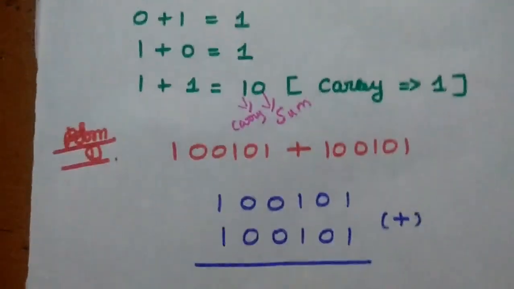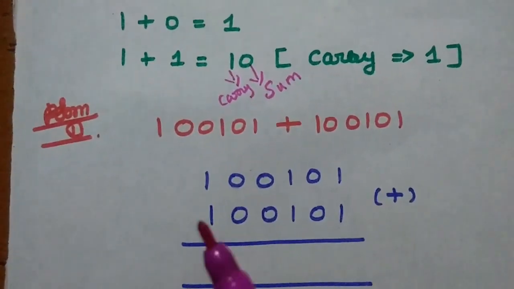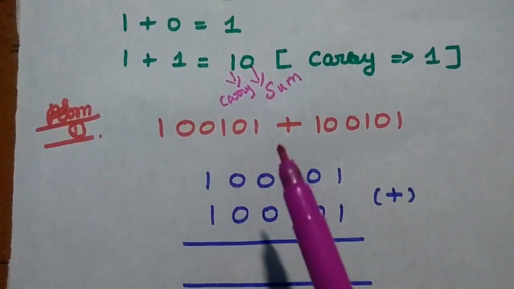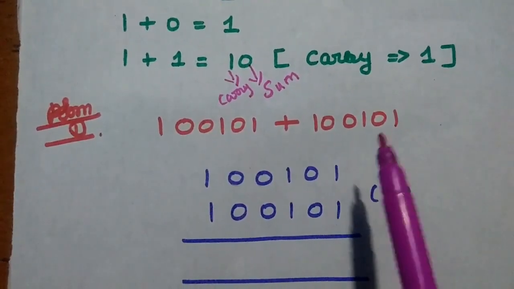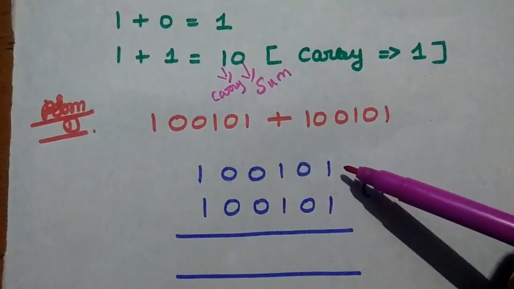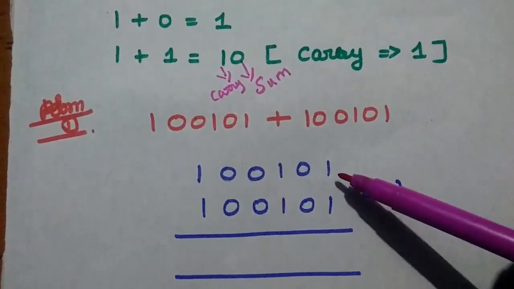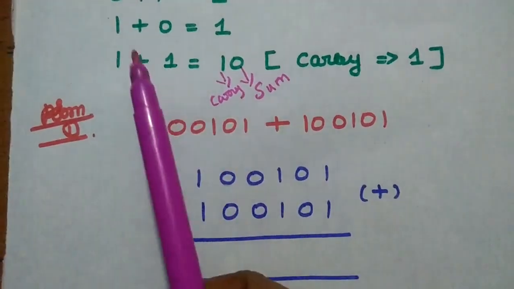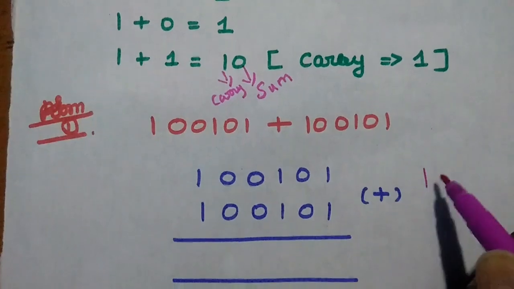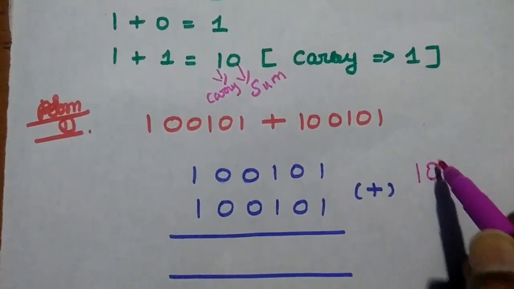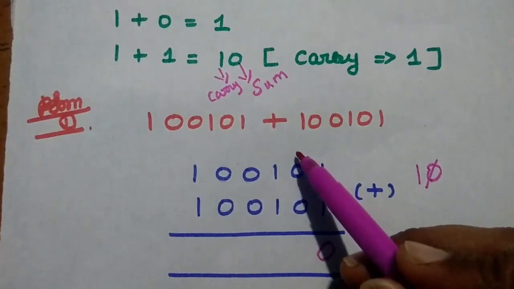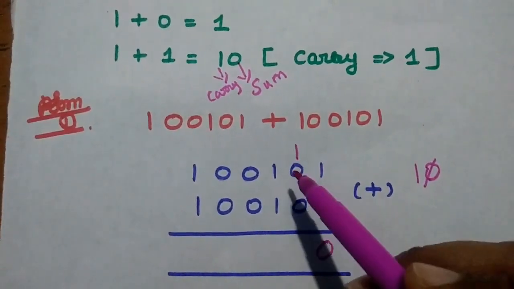Let's solve some problems. The first problem is 100101 plus 100101. So here we are going to perform binary addition. 1 plus 1 is equal to what? 1 plus 1 is equal to 10. So here 0 is the sum value we can write and the carry can be added to the next one.